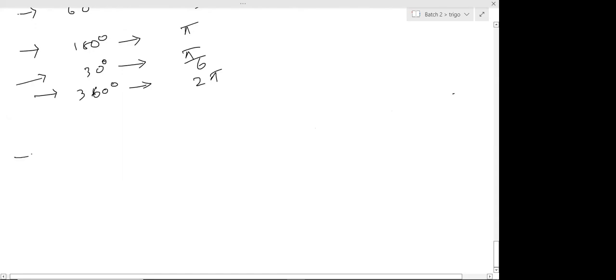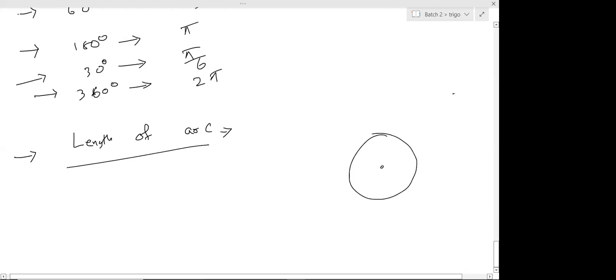Write down length of arc. If there is a circle with radius r and there is an arbitrary arc with length L, which makes an angle theta here, theta is in radian. So how to find this length of arc? Write down the definition.